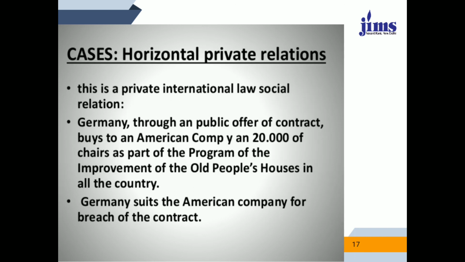Next we have horizontal private relation. So this is a private international law social relation. That is, Germany, through a public offer of a contract, buys from an American company Y 20,000 chairs as a part of a program of the improvement of old people's houses in the country. Germany sues the American company for the breach of contract. So this is known as the horizontal private relations.